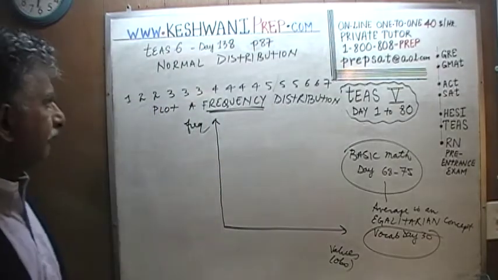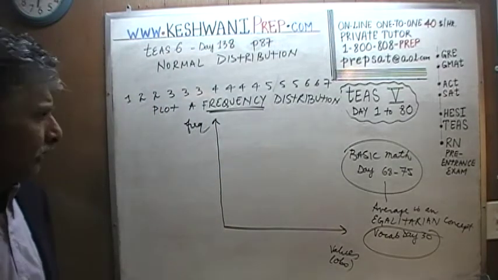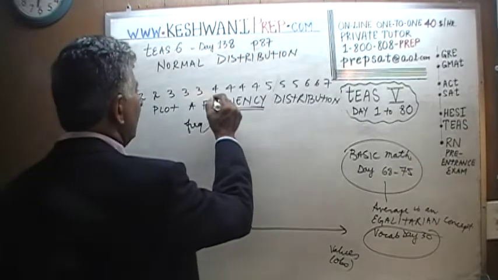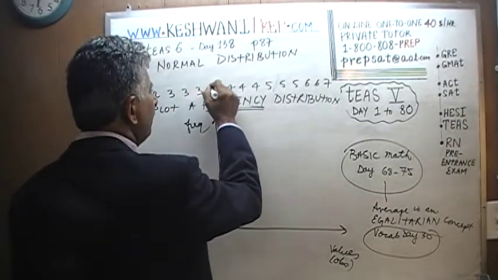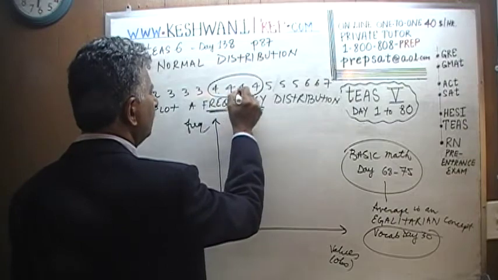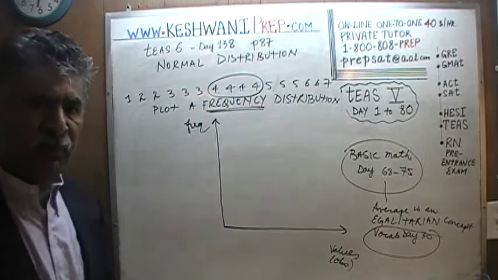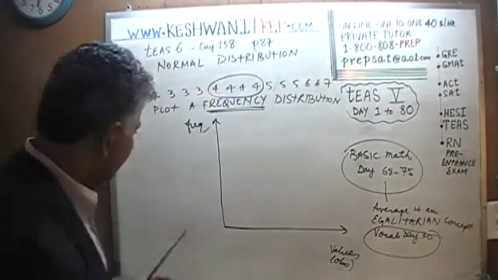How often do they appear? Well, let's get going, shall we? I see the value that appears most often is the 4. 1, 2, 3, 4. So the highest frequency we have is 4. So I'm just going to put, that's going to be the highest.